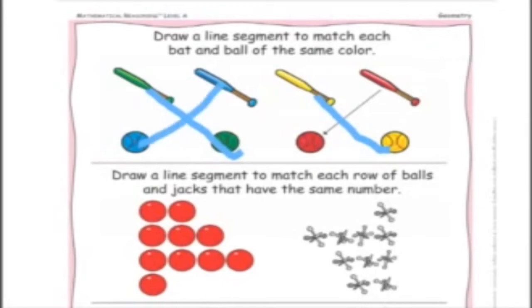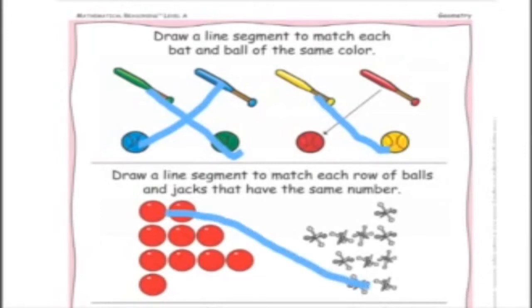Number 2 says, draw a line segment to match each row of balls and jacks that have the same number. So that means I will look for the corresponding number of jacks to each row of balls. Alright, so I have 2 balls here, and I will look for 2 jacks. I have them here, so I will match my 2 jacks to my 2 balls.